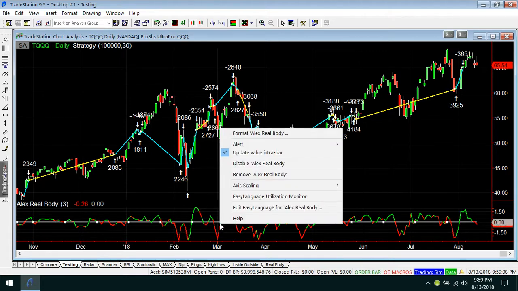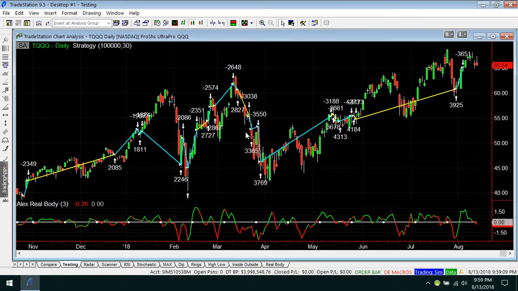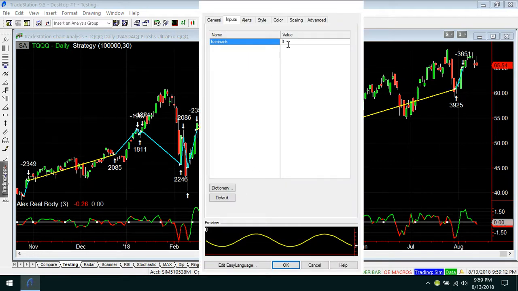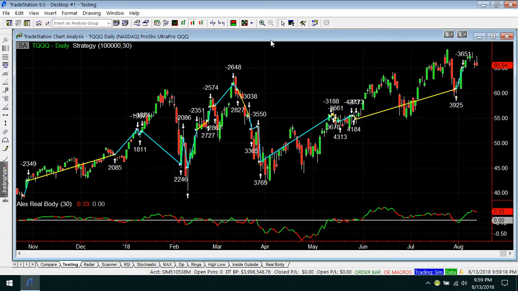And so let me plot this with 30 instead of 3. I'll go up here and we'll say we want 30. And there's what the indicator looks like now. So I'd say, oh, when we cross the 0 line going down, we'll sell, and when it crosses the 0 line going up, we'll buy.